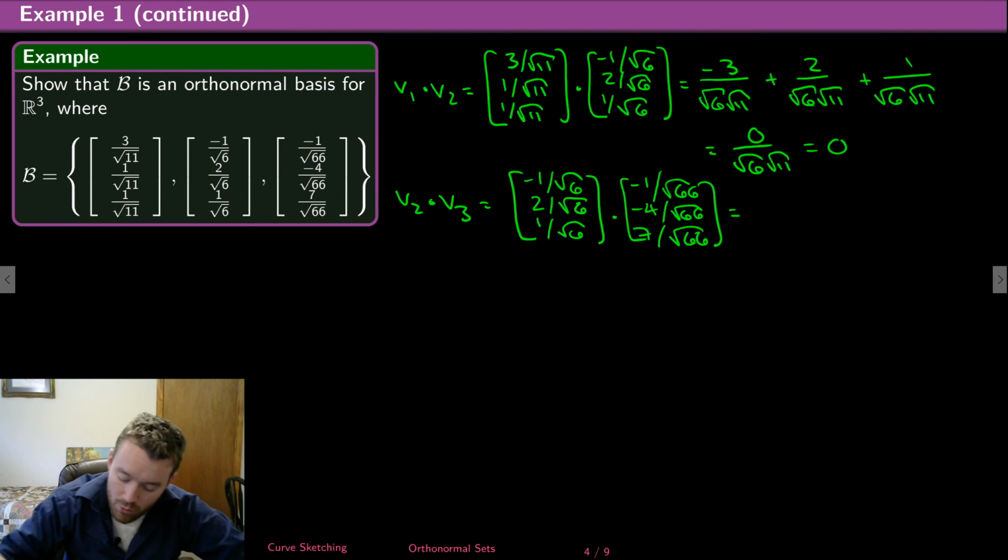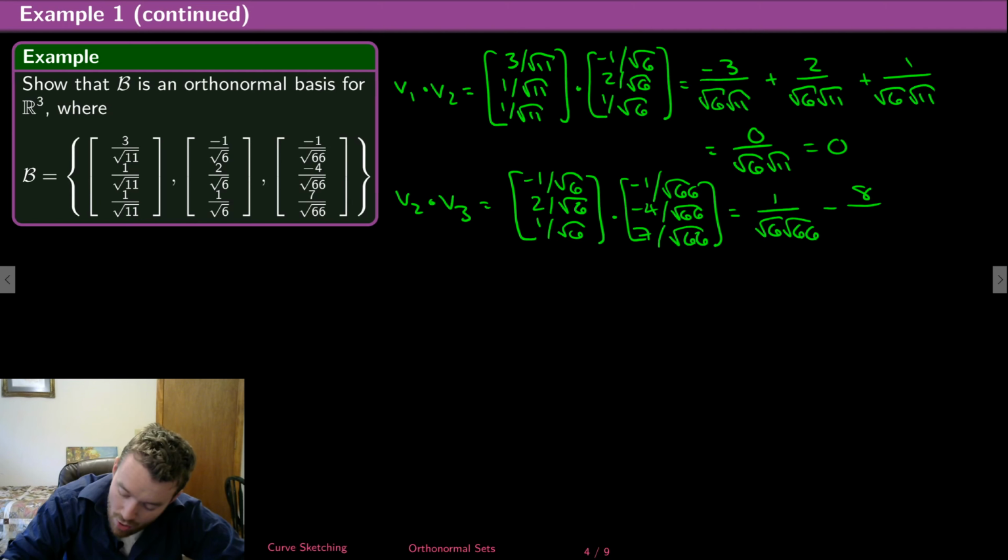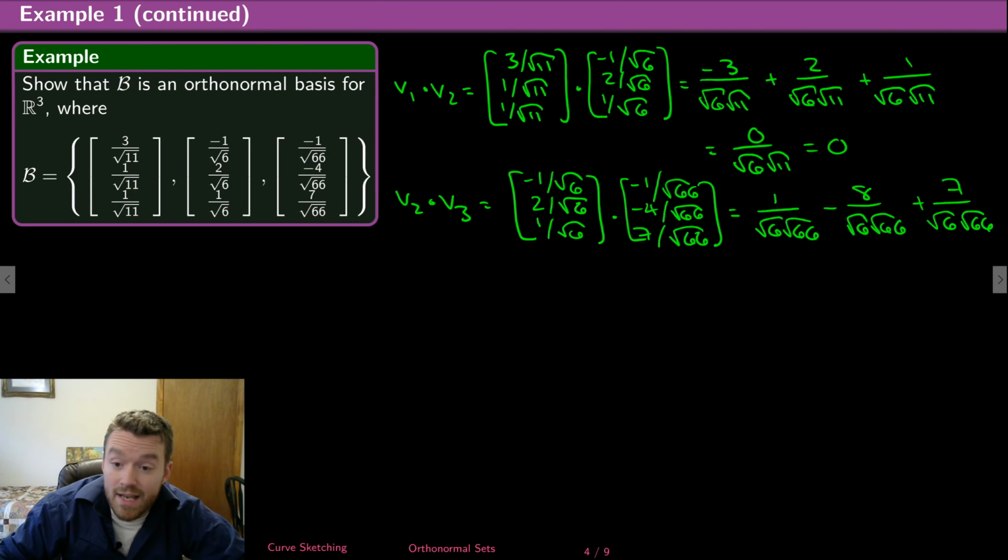And so this will be negative 1 times 1 is 1 over root 6 times root 66, minus 4 times 2 is 8 over root 6 times root 66, and finally plus 7 over root 6 times root 66. Again, all the denominators are the same. 1 minus 8 plus 7 is 0. And so these two vectors are orthogonal.